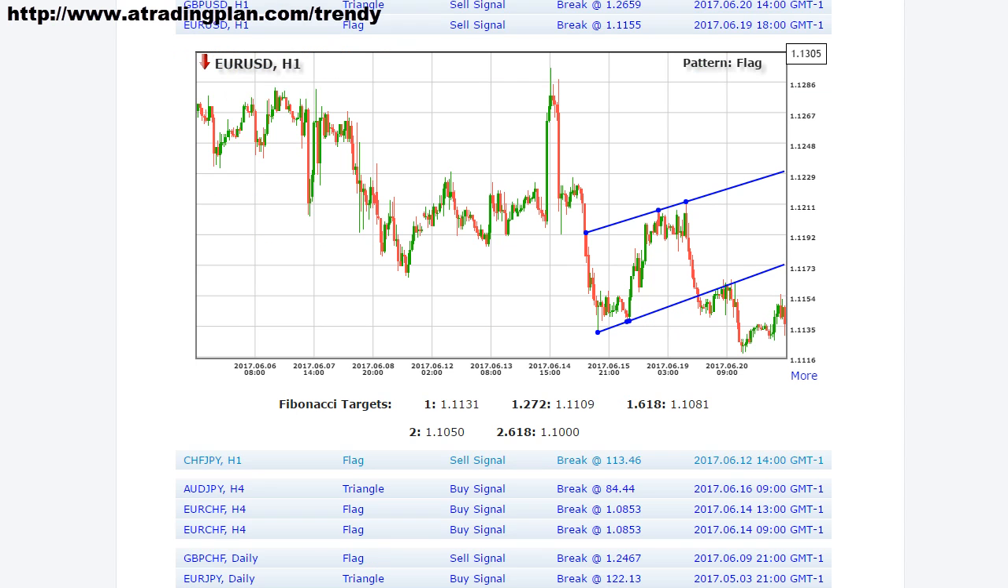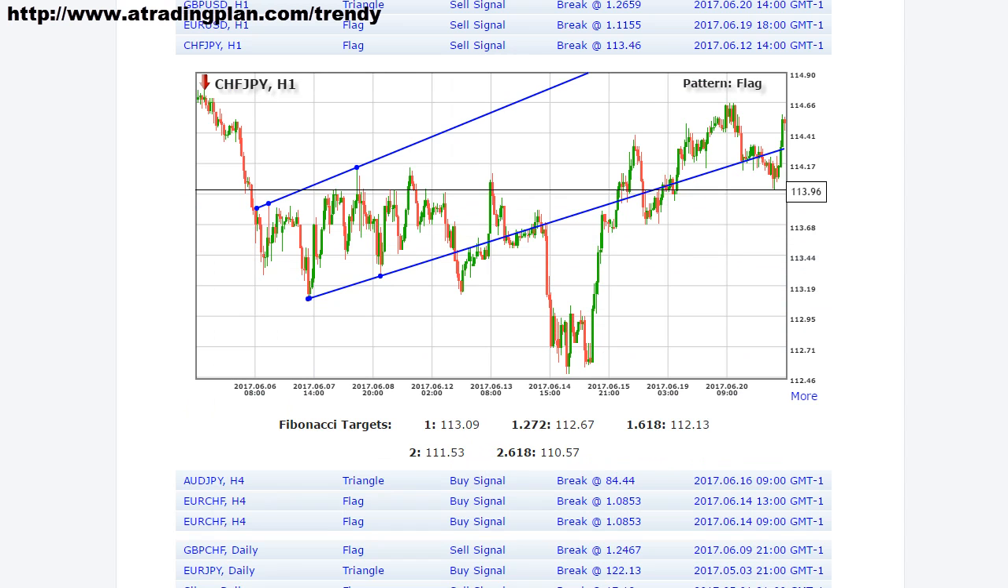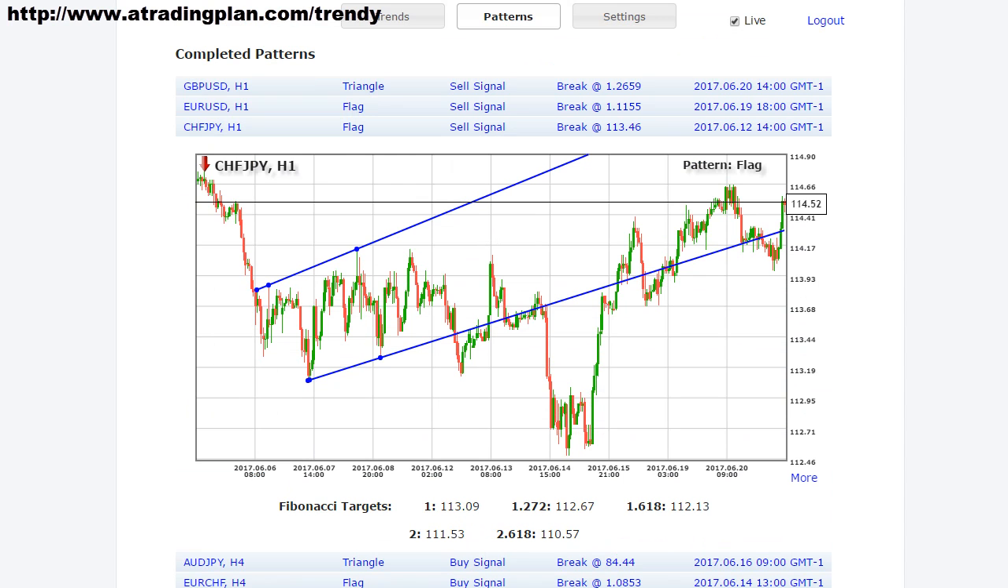Let's look at the CHF JPY. This is ugly. See, this didn't work out. It was a sell at 113.46. Breaks down here. Well, where's the break? I don't even know where the break is on this. Back on the 12th. Where am I looking? Oh, it's way over here.